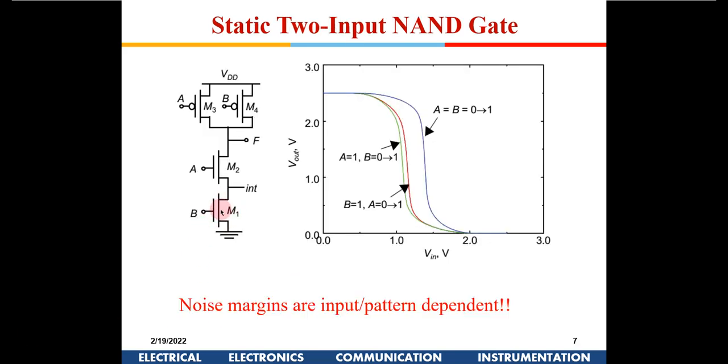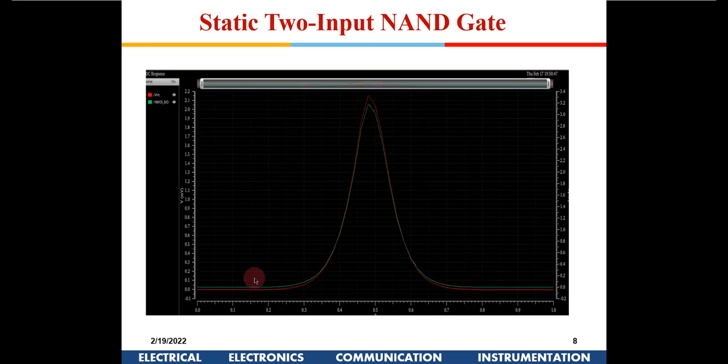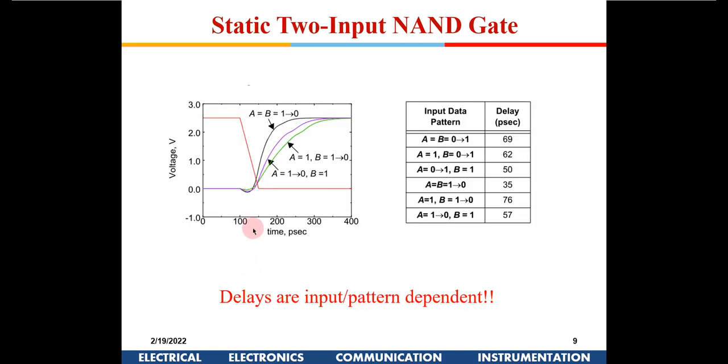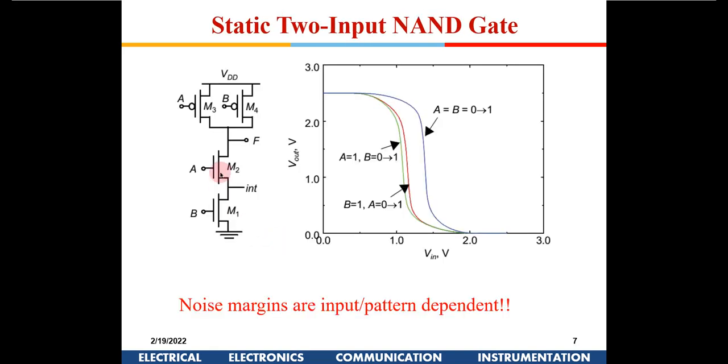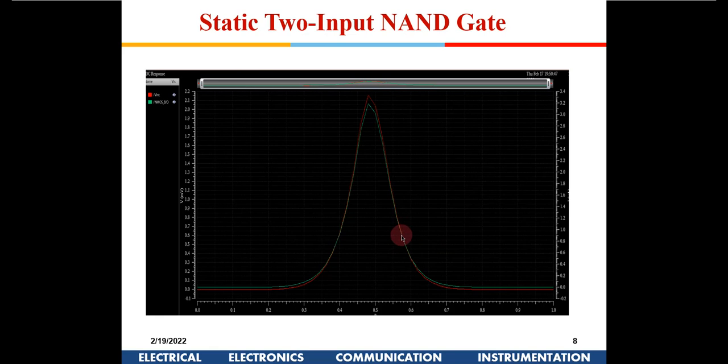Some VDS will be there, because this is a PMOS and this is an NMOS, which is a perfect conductor of zero, so it will pull it down to zero. For static conditions, this will be zero. If I see here, for static condition it is zero. Only during transition, when A starts conducting, this voltage will go high, and then again it will come down to zero. So that is the reason.